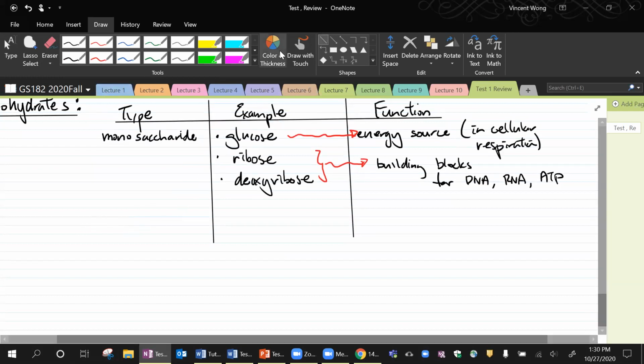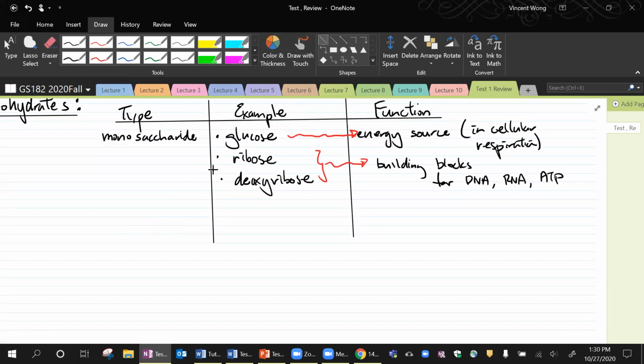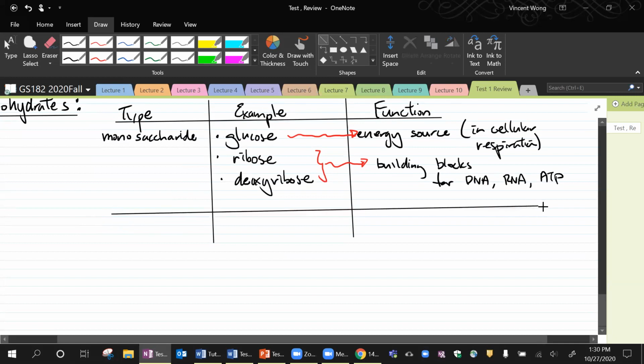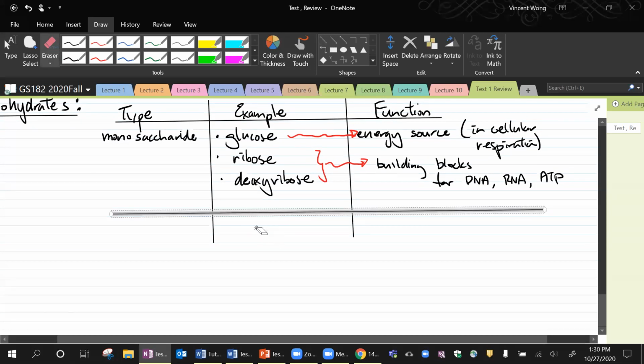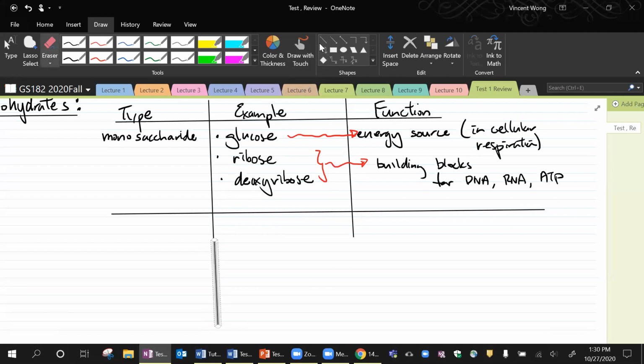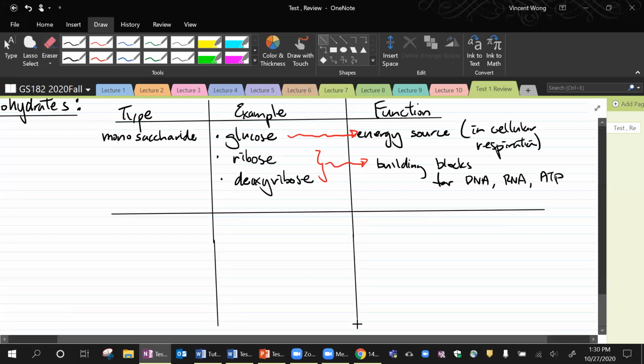And sorry, just gonna make the chart bigger. What else do we have? Well, we have the disaccharides, but then the disaccharides is pretty much the same thing. It's like energy source. Okay, so I'm not gonna write another one. I'm going to go to the polysaccharides though. Okay, polysaccharides.